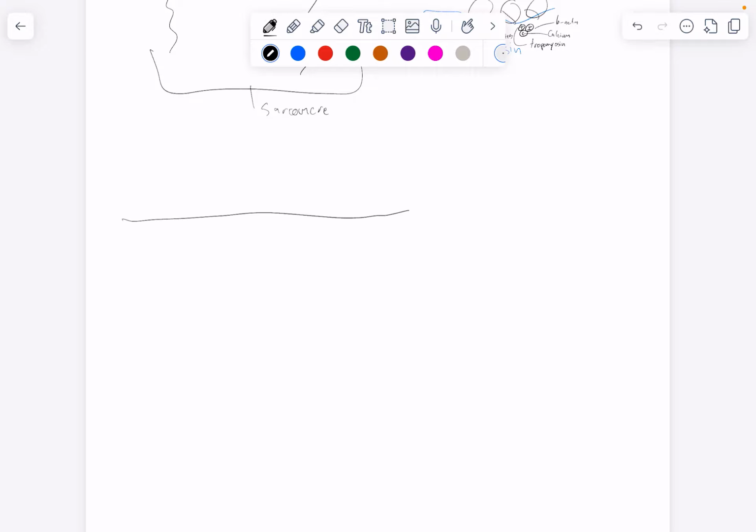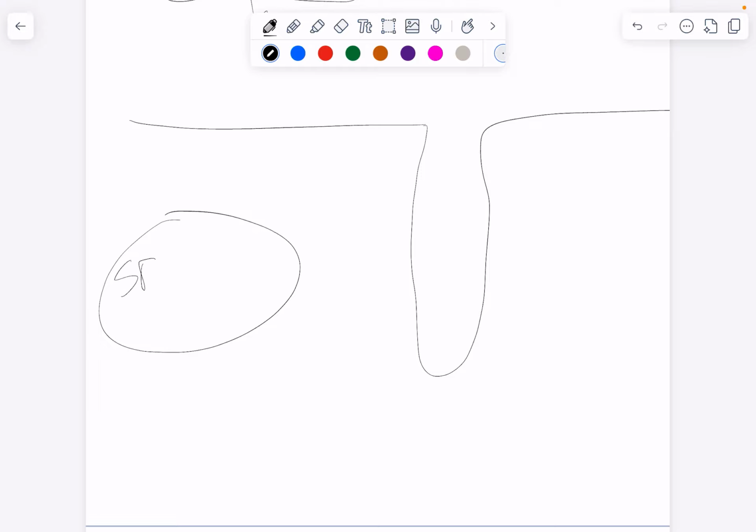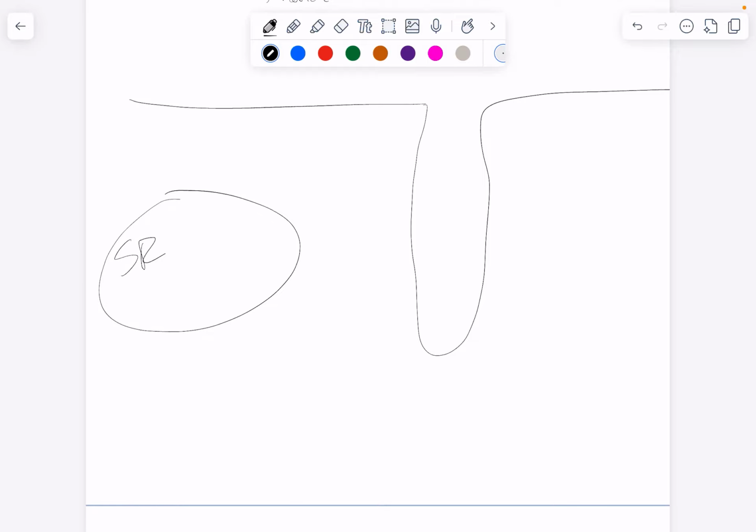the cell here. This is called the T-tubule. This is called the SR, but it's also called this. It's not the smooth ER, the sarcoplasmic reticulum is what it's called. And so there's a couple things that go on to here. So this is called the RYR.